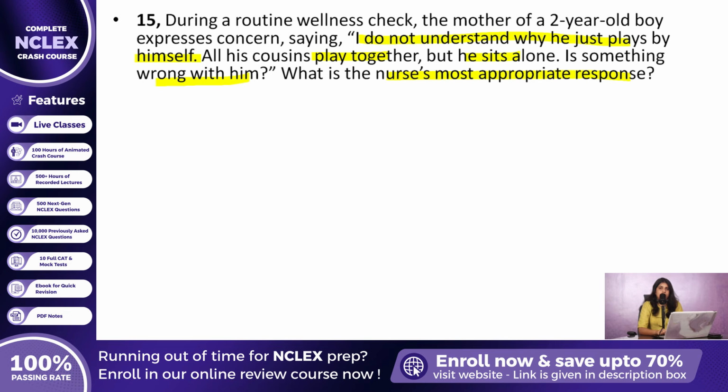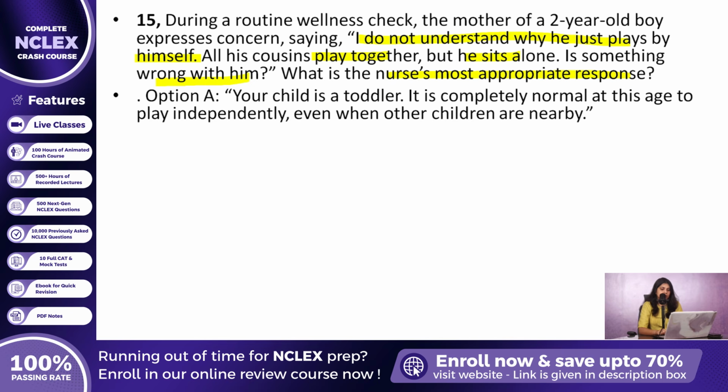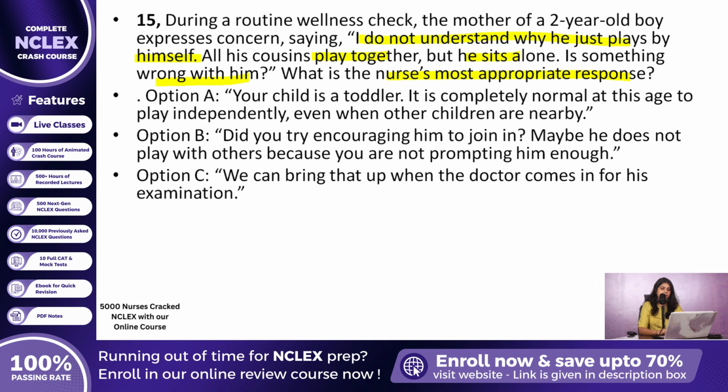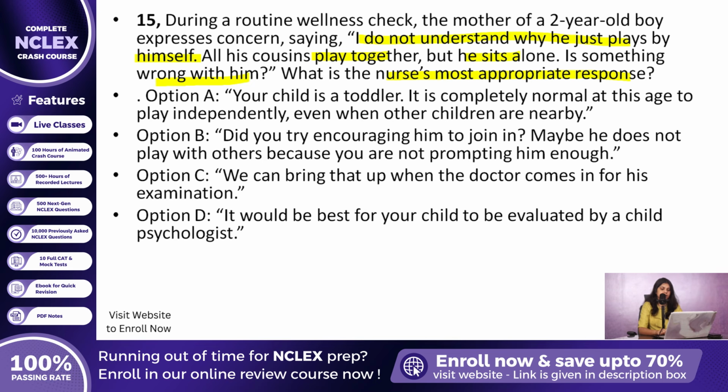Consider the options. Option A, your child is a toddler. It is completely normal at this age to play independently, even when other children are nearby. Option B, did you try encouraging him to join in? Maybe he does not play with others because you are not prompting him enough. Option C, we can bring that up when the doctor comes in for his examination. Option D, it would be best for your child to be evaluated by a child psychologist.